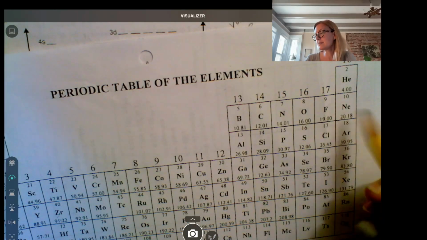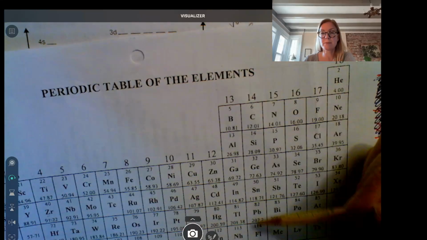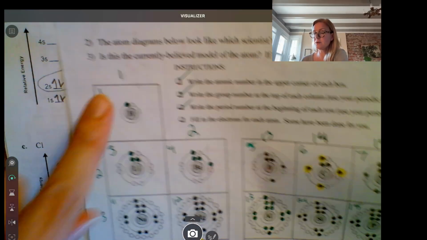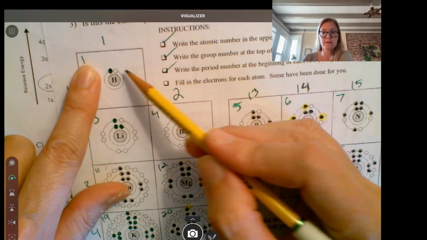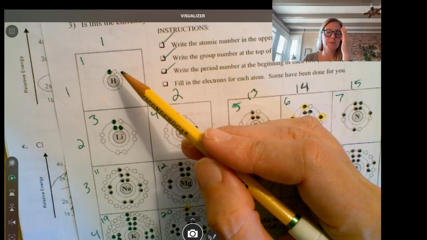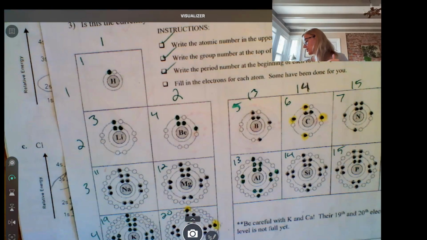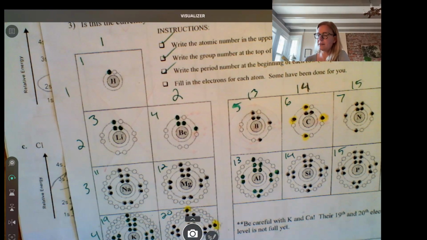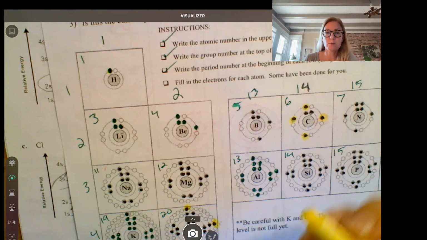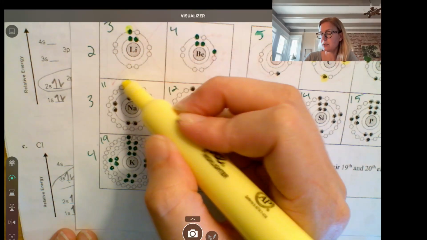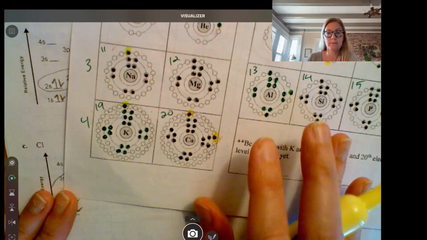And the number of valence electrons, you may have noticed, corresponds to the group number. So everything in group 1 has one electron in the outermost energy level, which is what we mean by valence electron. On this, I'm going to highlight the valence electron. Hydrogen has one valence electron, lithium has one, sodium has one, and potassium has one.